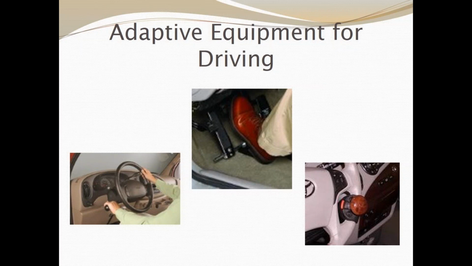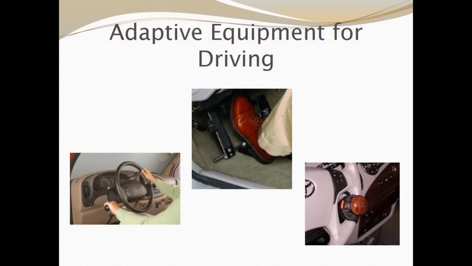So if you notice in the picture, his foot is on the brake. The existing gas pedal is still in the vehicle, but they've added a bar, and the adaptive equipment company would do this, but they would install it for you. This might be for someone who only had weakness in their right foot and just couldn't drive safely with their right foot anymore, and your left foot is still working fairly well. Then you could use your left foot to control the gas and the brake.